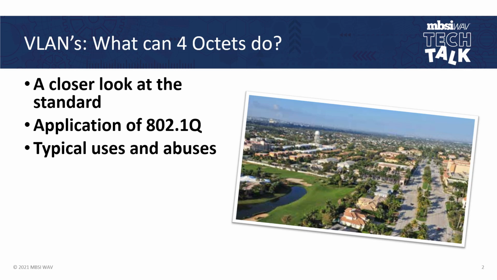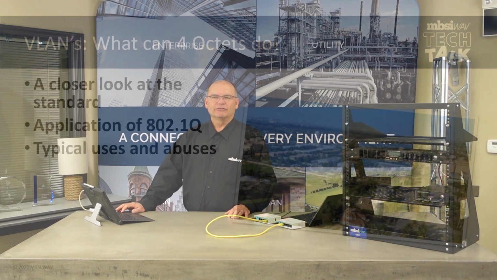Today we're going to talk a little bit more about the mystery of the virtual local area network, or VLAN, in layer 2 networks. We're going to take a closer look at the standard. We're going to look at the application of the standard 802.1p and q, and at typical uses and maybe some abuses of what these 4 little octets in the Ethernet frame can do for you.